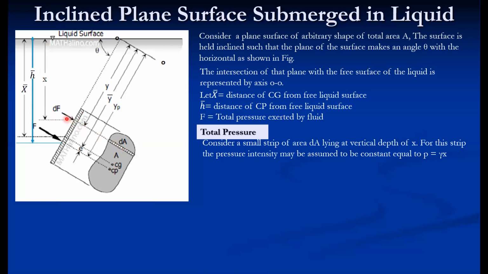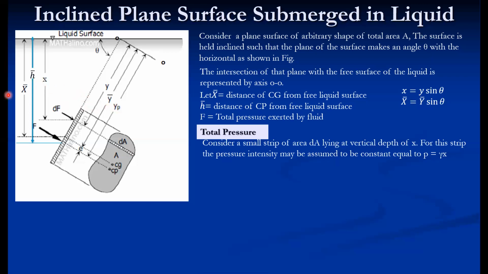So the pressure acting on this small elemental surface dA, according to the hydrostatic law, is P, that is gamma into X. So gamma into X is the pressure acting on this elemental strip. As per trigonometry, if we consider this triangle, X is equal to Y sine theta, because sine theta is equal to X upon Y.